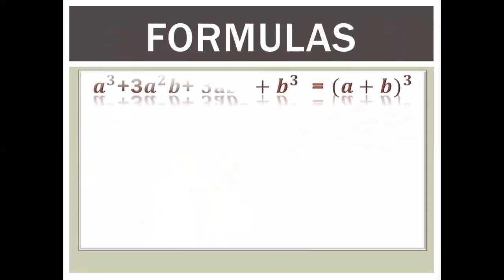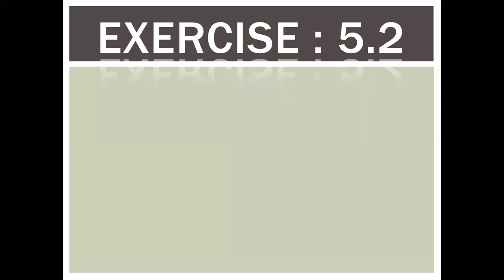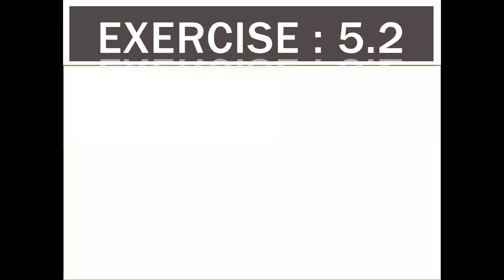Question number 5. There is a formula: a cube plus 3a square b plus 3ab square plus b cube is equal to (a plus b) whole cube, and the same with the negative sign: a cube minus 3a square b plus 3ab square minus b cube is equal to (a minus b) whole cube. We have already done this in the midterm. This is the review of your previous formula. There is no change.